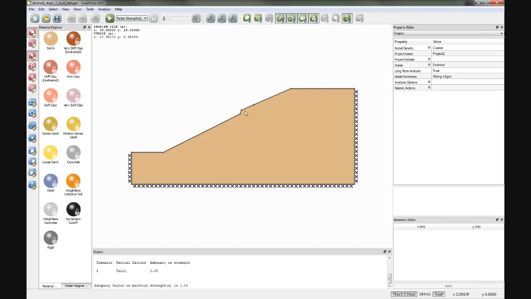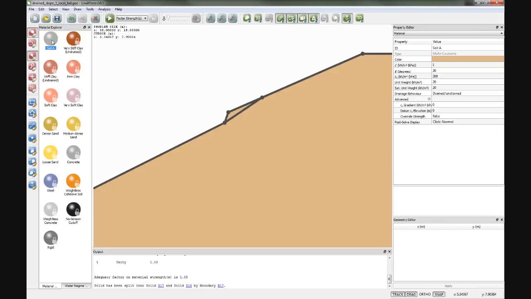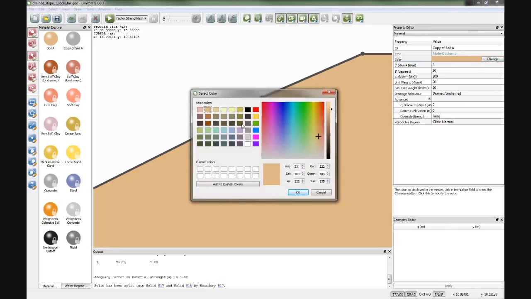So there are two ways around that. One is to just flatten that part of the slope and get it back to the same gradient as the rest of the slope, or you can locally strengthen that, because of course in reality that must be locally stronger than we think it is, otherwise it would have collapsed. So what I'm going to do is just connect up these 2 points, and I can make that part of the material slightly stronger. So I'm going to take soil A. If I right click on that, I can duplicate it. I've got a copy there, and I'm just going to increase its c' from 1 to 3 in this particular problem. And I'll just change its color so we can see what it is.